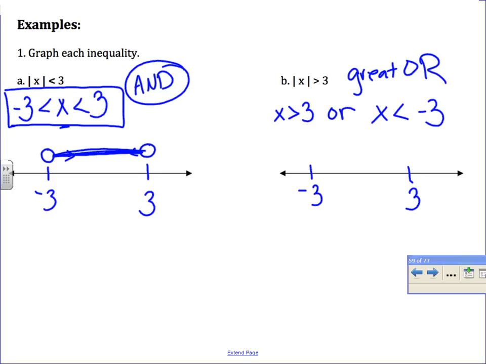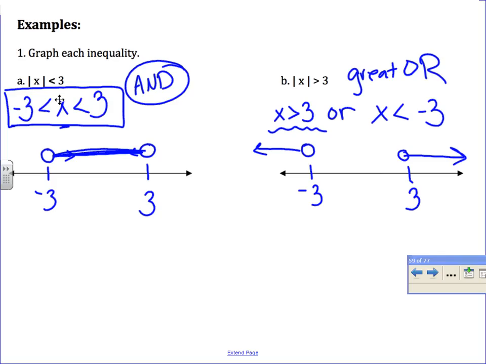So let's plot x is greater than 3 first. X greater than 3, you have an open circle above 3 because that's telling us any number larger than 3 is a solution. So open circle above 3, arrow going to the right. X less than -3, open circle above -3 because it can't be -3, it has to be less than that. And the arrow is going to the left because any number less than -3 is a solution. An "or" compound inequality is always going to have the arrows going in opposite directions.